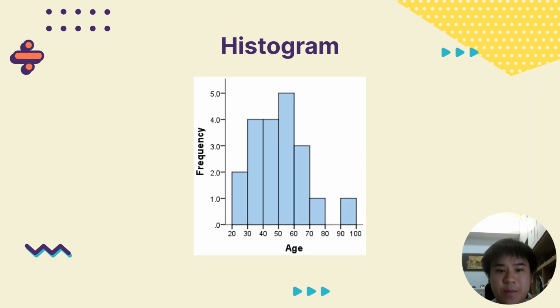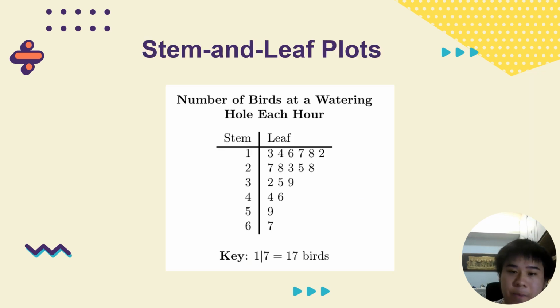Now, histogram. As you can see, this shows the frequency of different data. For example, from age 20 to 30, there's a frequency of a total of 2 people, so 2 of the population lives between ages 20 and 30. And from age 50 to 60, there's a frequency of 5 people. So there are 5 people within this data set who belong to the ages of 50 to 60.